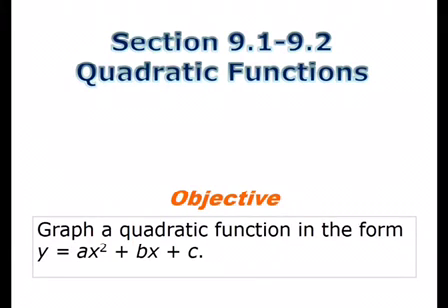Section 9.1, 9.2, Quadratic Functions. Today's objective is to graph a quadratic function in the form y equals ax squared plus bx plus c.